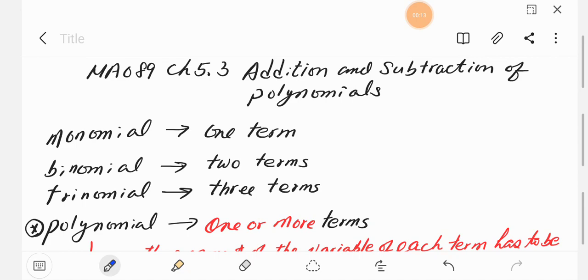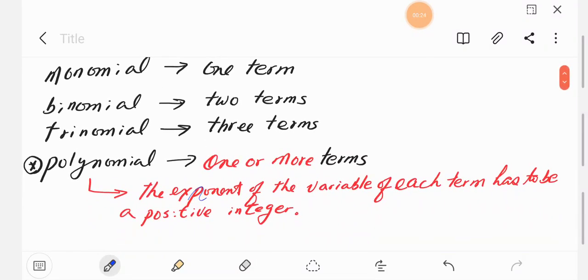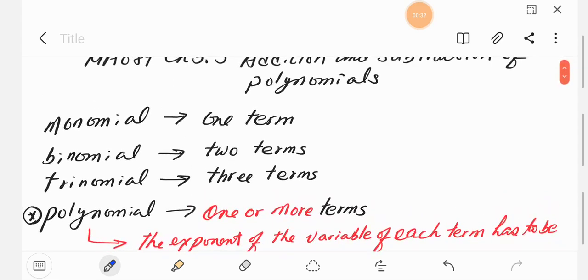Okay, there is a term monomial. Monomial means one term, but there is a restriction. The exponent of the variable of each term has to be a positive integer. If it satisfies this and there's only one term, then it is a monomial. For example, the constant 3 is a monomial, x is a monomial, and 2x is also a monomial. How about 3x squared? This is also a monomial.